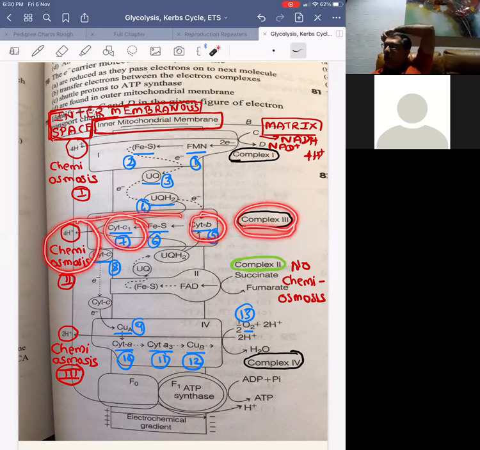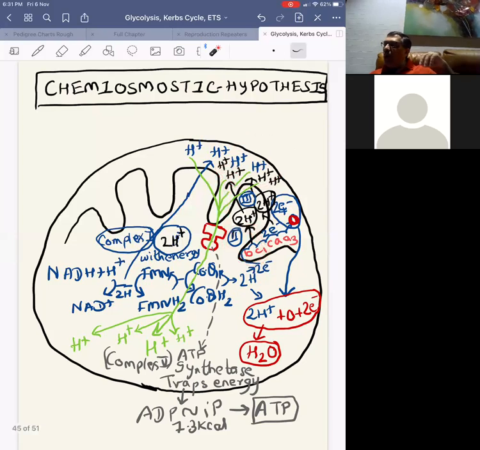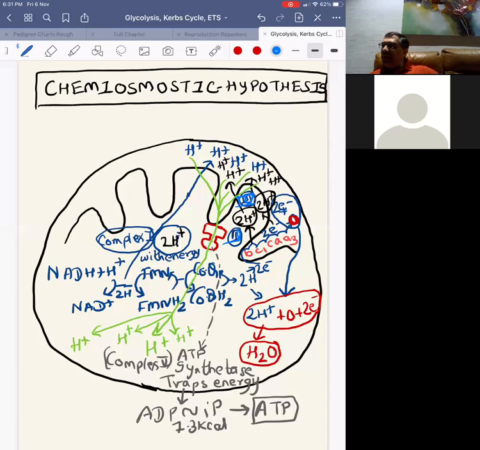I'm so sorry, this is called complex 3, all of you. Yes, this is complex 3. Okay, so what was between B and C1? Between B and C1 is complex 3, from which the proton was pushed. That is called complex 3.